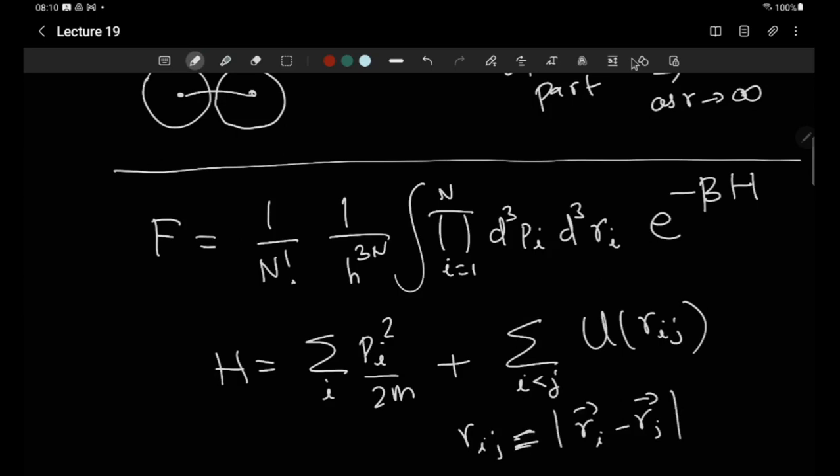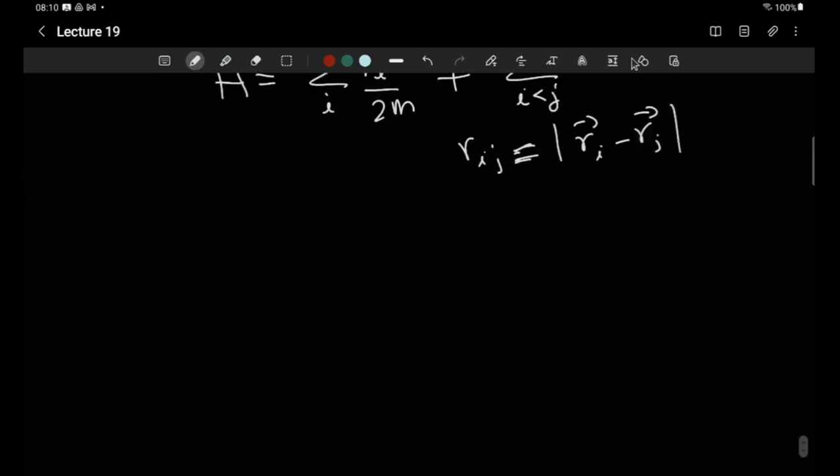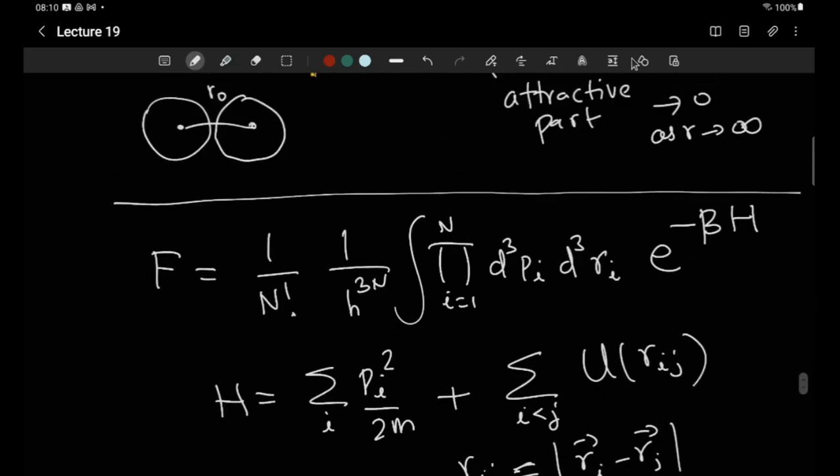Is this clear? So we are just assuming pairwise potentials. So we need to do this computation. If you remember, in the absence of this, we got this, and I've written F here. Does this make sense? Is this the free energy?